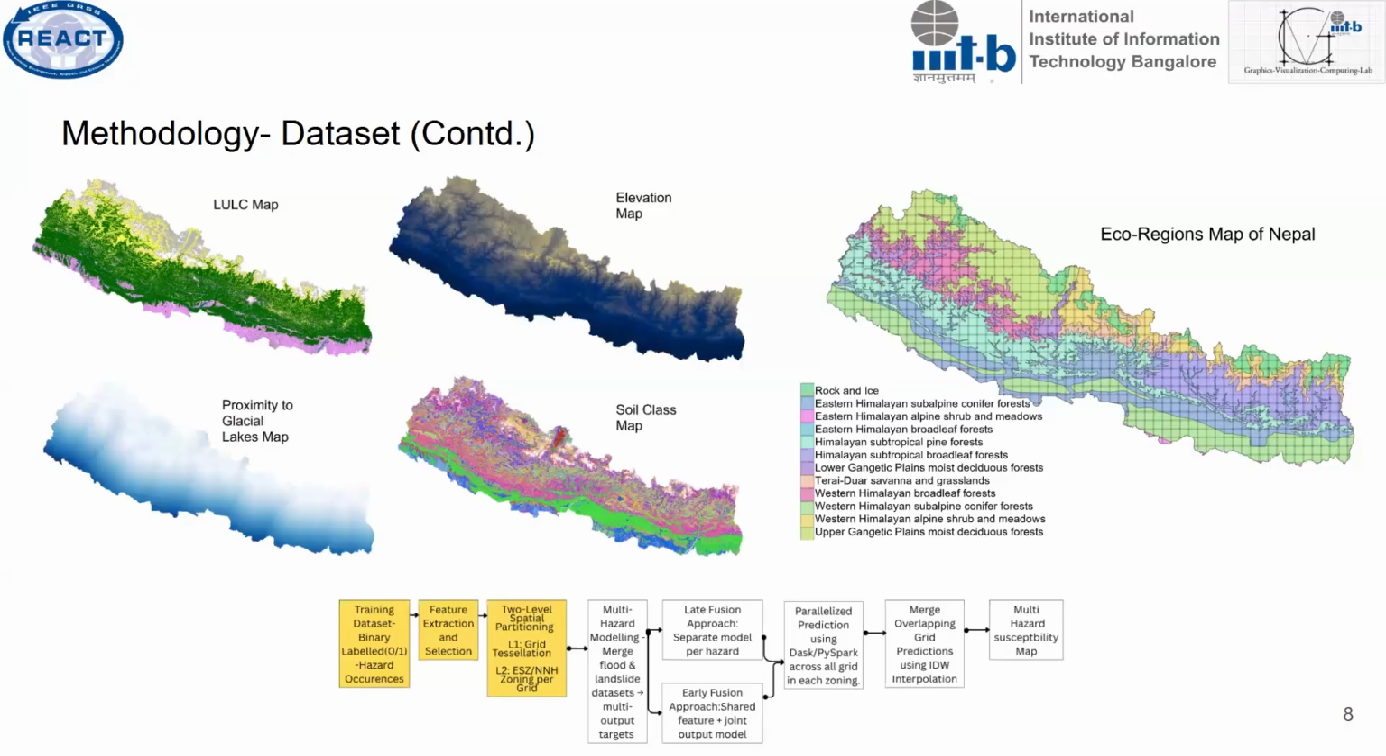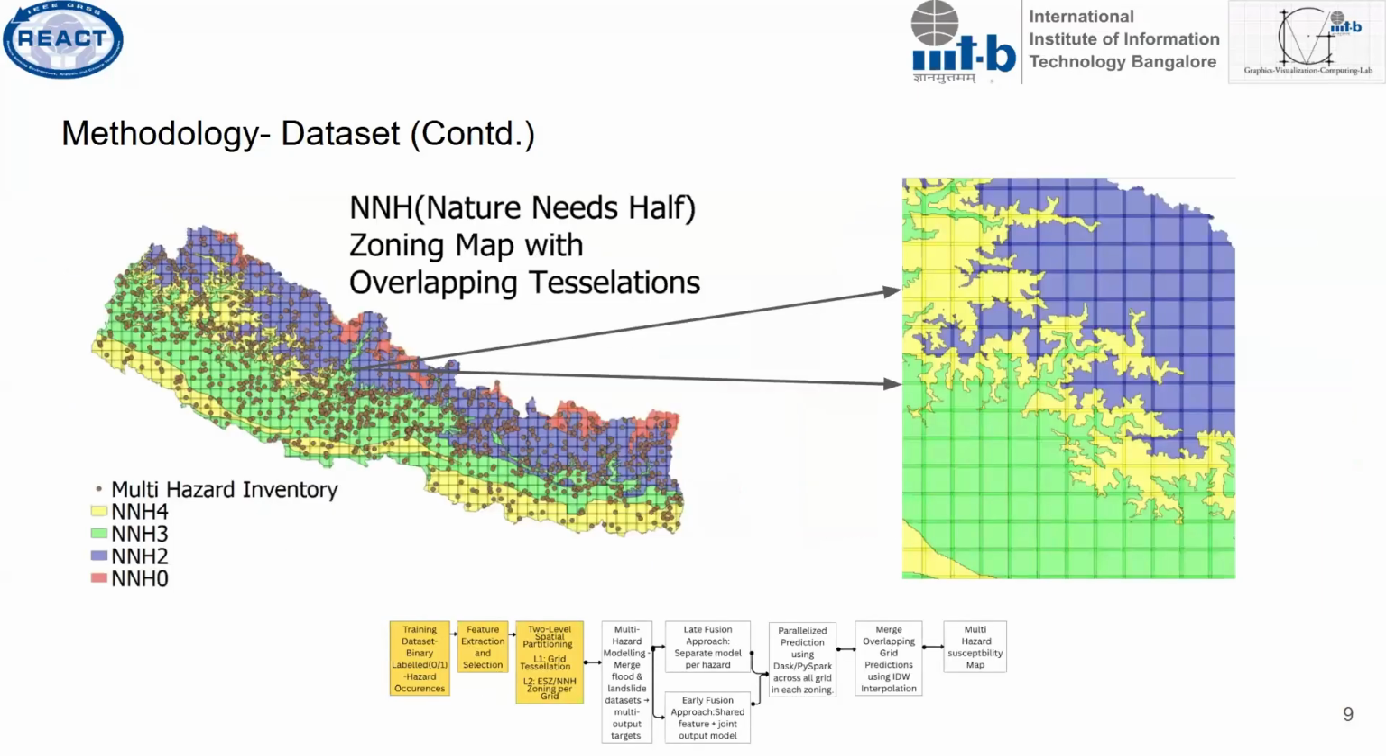Initially, we got it from the eco-region maps of Nepal. So these are a few of the eco-region maps of Nepal and conservation zones. So, as per the RESOLVE dataset, Nepal is divided into conservation zones NNH 0, 2, 3, and NNH 4, which is not covered in any of the previous NNH zones.